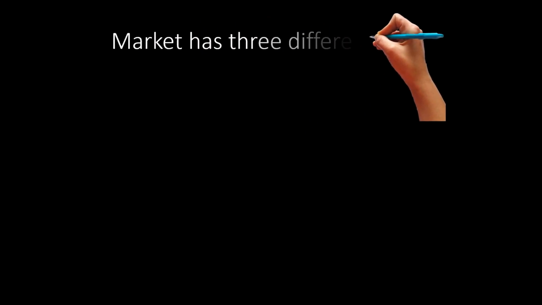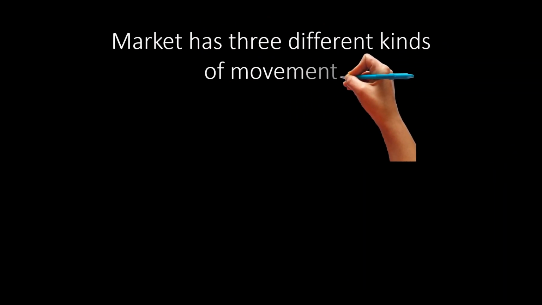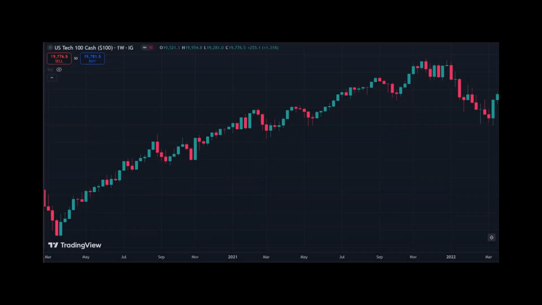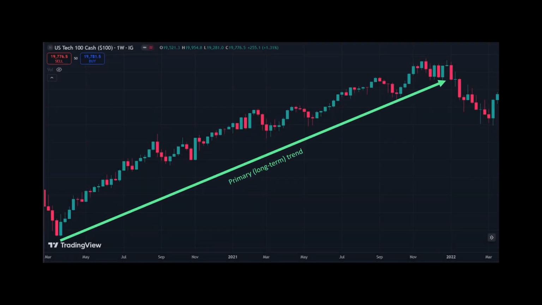The first law says that the market has 3 different kinds of movements. Let's take the Nasdaq chart as an example. It is clearly going up. The theory calls this bullish run the primary or the long-term trend, which lasts more than a year.